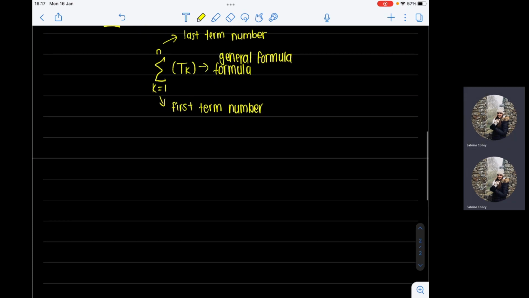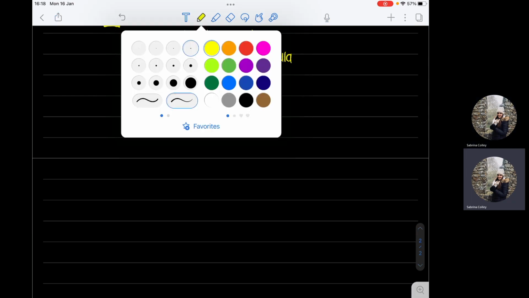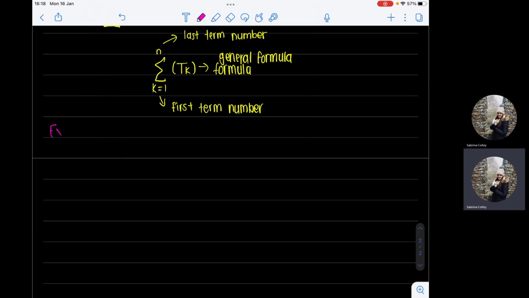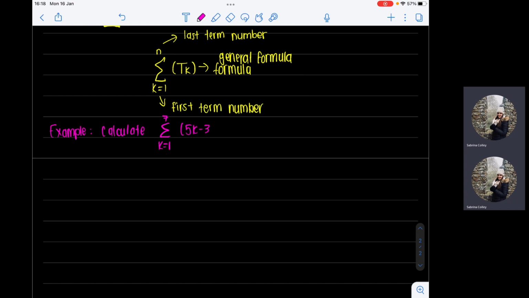Okay, so for example, if we get the question: calculate sigma, 7, k equals 1, 5k minus 3. Okay, for instance, if they give us this, let's just read how we understand it first in English. Basically what this is asking me to do is find the sum of the terms. Here's my general formula, so I can see that it's a linear sequence.